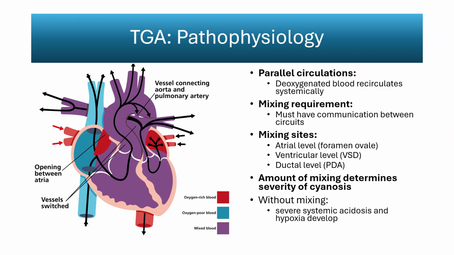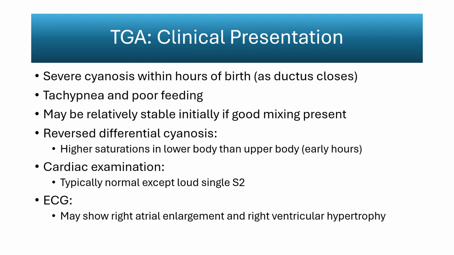When larger communications exist, oxygen delivery improves temporarily, but the price is volume overload and risk of congestive heart failure as pulmonary vascular resistance falls. This explains why infants with intact ventricular septum are the most critically ill, while those with associated ventricular septal defect may present later with heart failure in addition to cyanosis.